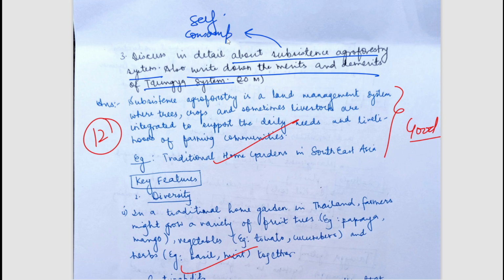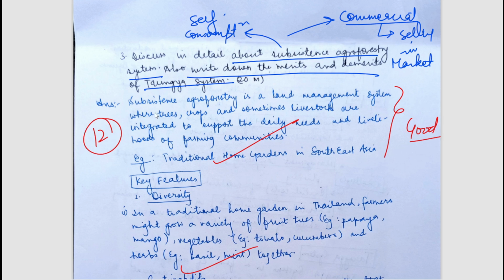self consumption, to fulfill our needs, and there is another, just the opposite of subsistence, which is commercial. Commercial agroforestry is done for selling in the market to gain economic benefits, but subsistence is generally done for self consumption. The larger part of the production is self consumed, to fulfill the daily needs.